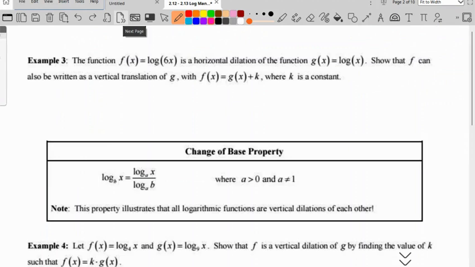Okay, so it says the function f of x equals log of 6x is a horizontal dilation of the function g of x equals log x. Show that f can also be written as a vertical translation of g of x. So we're just going to use our log properties to rewrite this. Do you guys agree that multiplying by 6 is a horizontal change inside there? If they're saying we can rewrite it as a vertical translation, they specifically want it in the form of g of x plus k. So they just want a constant out front there. Okay, let's go ahead and see if we can do that.